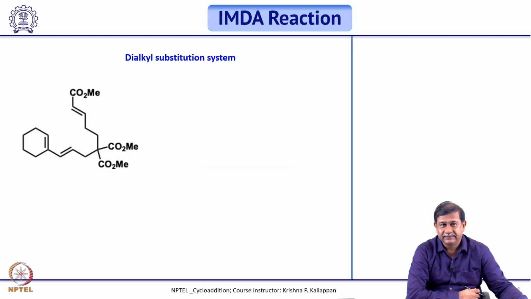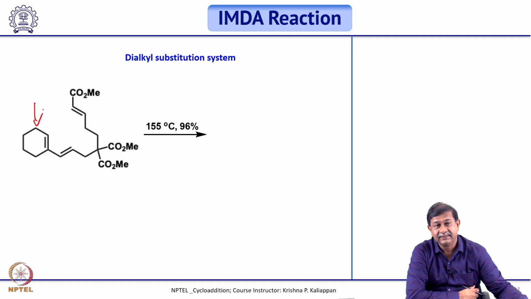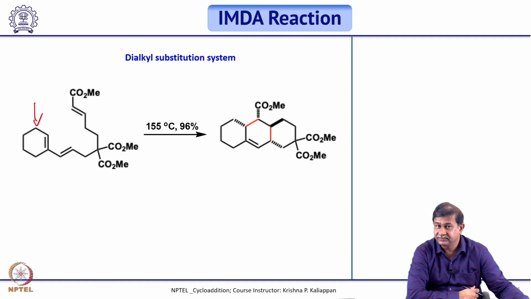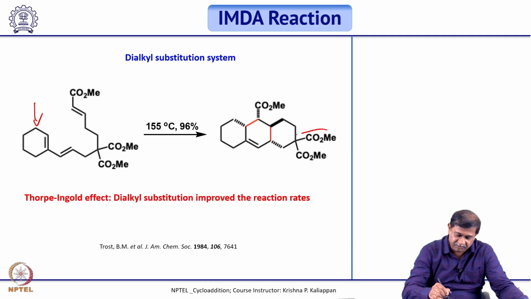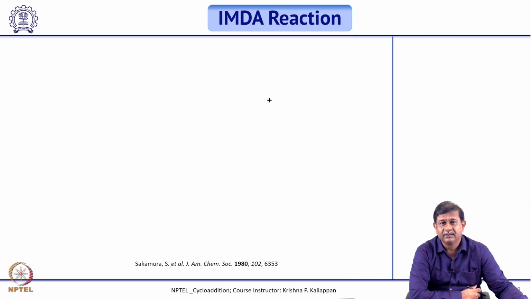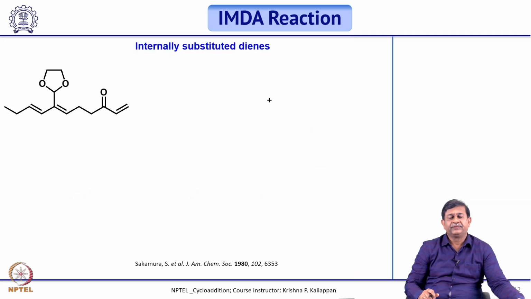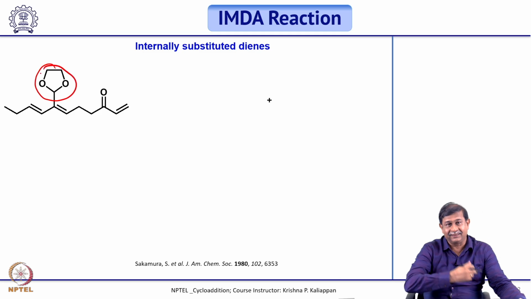Okay. And instead of dialkyl, if we have a diester, and here instead of one methyl we have cyclohexene, again you get the same, the endo product as the major product. Again one can see how this forces because of the Thorpe-Ingold effect. Okay. This is well known in the literature. So, now how about substituents in the diene? How about substituents at the internal carbon?